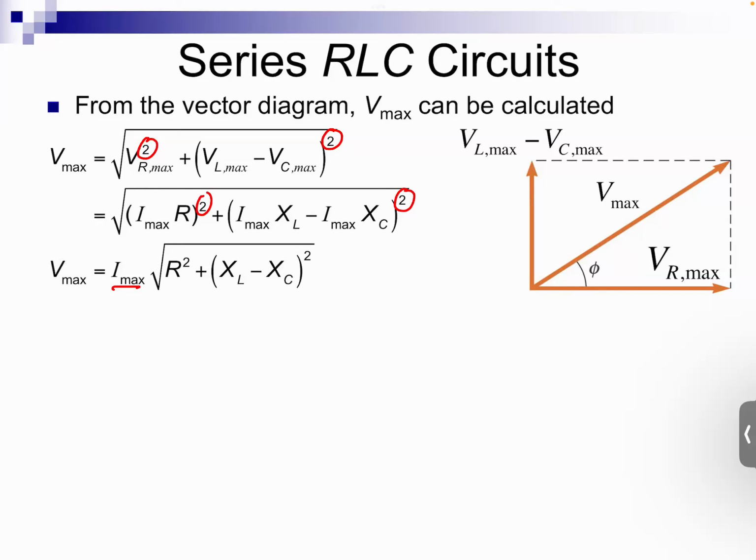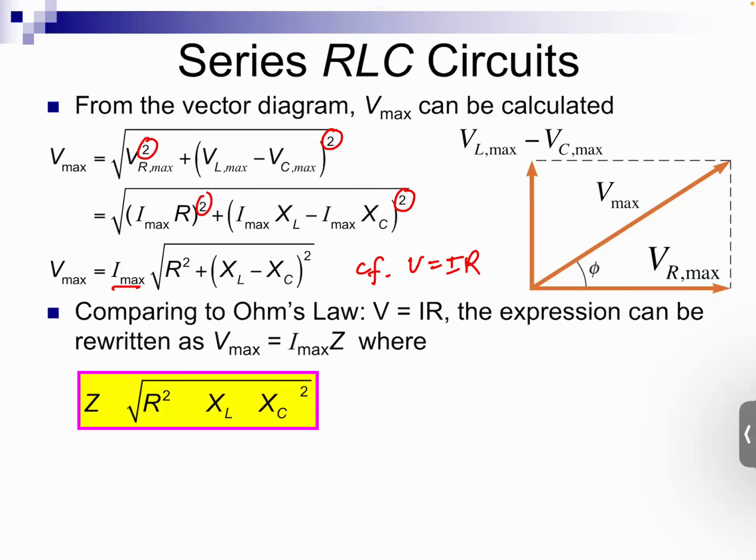Right. This equation now sort of looks familiar. We compare that to V is equal to IR, Ohm's law. It looks very similar to V is equal to IR if we write that as Vmax is equal to Imax times Z, where Z is this whole square root thing, square root of R squared plus (XL minus XC) squared.